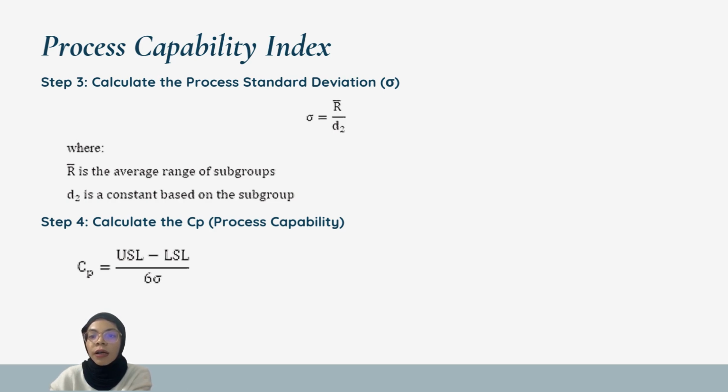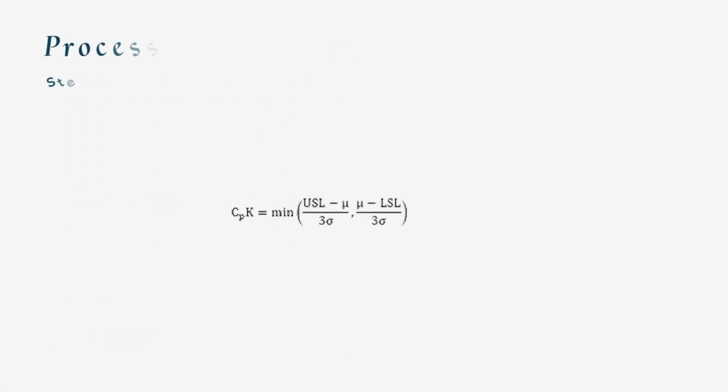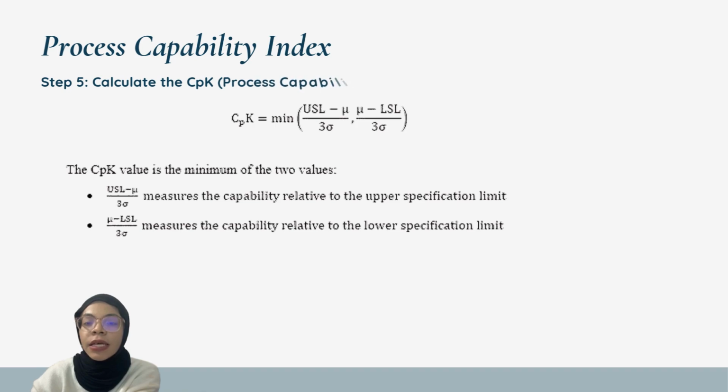Step 4, calculate the CP. CP equals USL minus LSL over 6 sigma. Step 5, calculate the CPK. CPK equals the minimum of (USL minus nu) over 3 sigma, and (nu minus LSL) over 3 sigma. The CPK value is the minimum of the two values. The first one measures the capability relative to the upper specification limit, while the second one measures the capability relative to the lower specification limit.